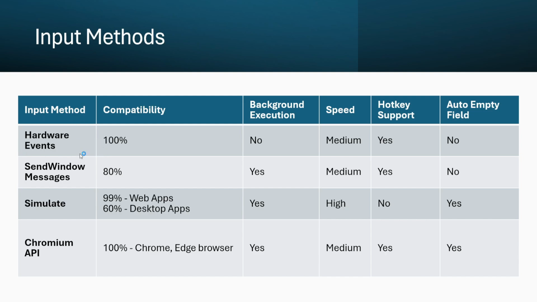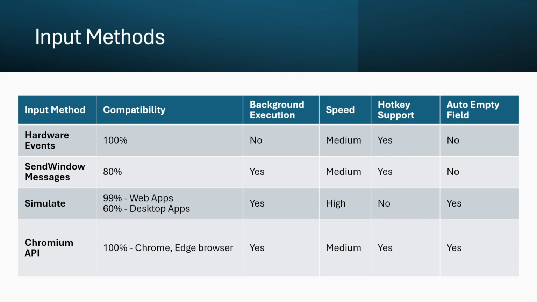So here you can see in hardware event we have compatibility with 100%, like 100% application it will support. But how hardware events work, right? Hardware events is like simulating your actual mouse click or keyboard button clicks. So suppose that you are moving your mouse here and then clicking on a button. So this is the same way hardware events will simulate it and it is compatible with all the applications. But the background execution it doesn't support, because to simulate all the hardware events, the UI element should be visible, and the speed you can see it is medium and hotkey it supports.